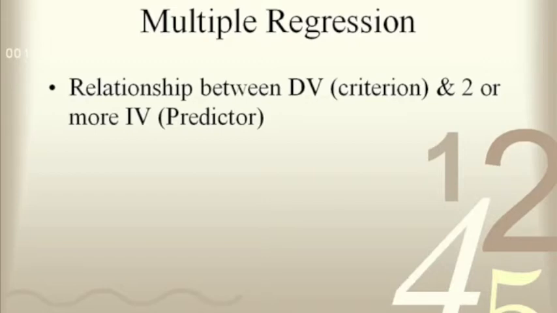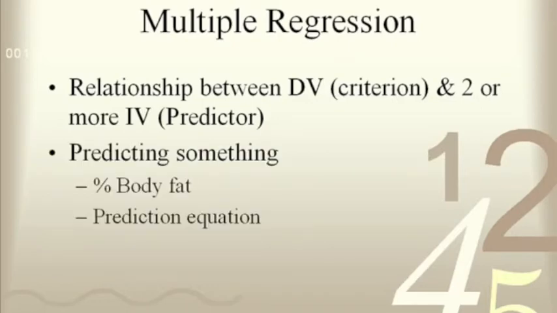Again, we're looking at a relationship between one particular dependent variable, which is again called a criterion variable, and two or more predictor variables or independent variables. We want to predict something, and the best example I can give for this is when we do percent body fats. When we use the skinfold calipers, we measure various skinfolds. Let's say we do the tricep, abdomen, the stomach. I can't say the word now. The stomach and the thigh.